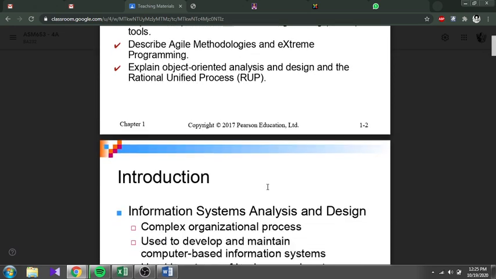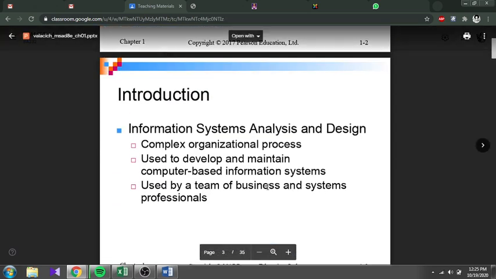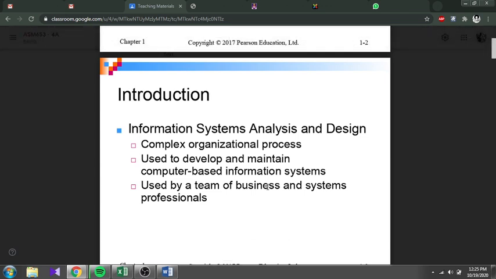analysis and design. Okay, the first one, what is information system analysis and design? It's a complex organizational process used to develop and maintain computer-based information systems, used by a team of business and system professionals. This is in a company. It's the same for educational academicians, academic institutions.